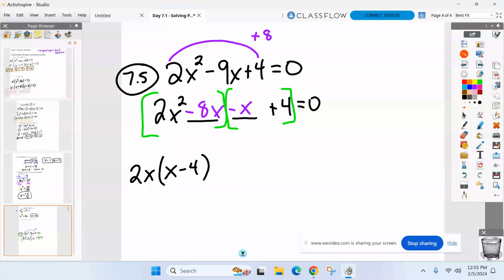All right, challenge yourself here. I want to be left with an x minus 4 again. Look at you, grouping expert.